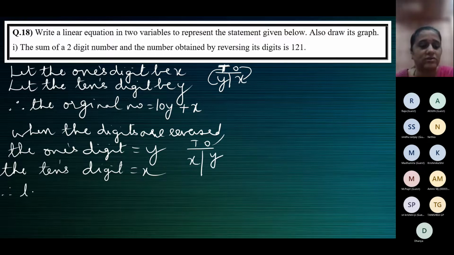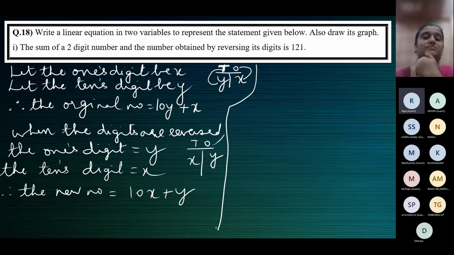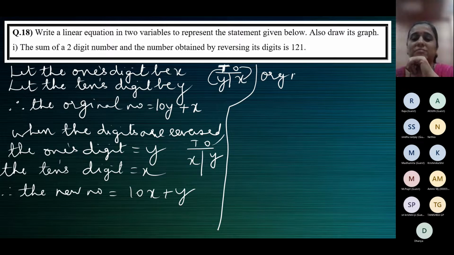Therefore, the new number is 10y plus x. Sorry, 10x plus y. Yeah, 10x plus y. Very good. Now, what is the equation? The equation is 10y plus x. In words, I don't want that. What is the equation in words? In words, the original number plus the new number is equal to 121. Very good. Original number plus the new number is equal to 121.